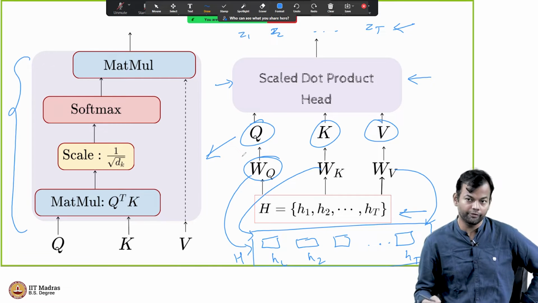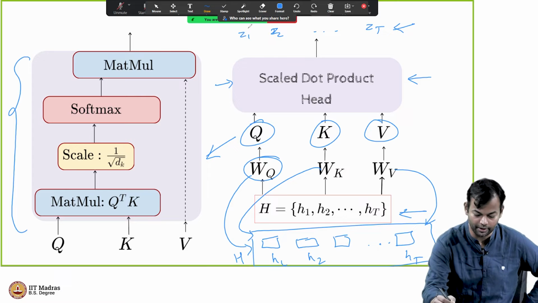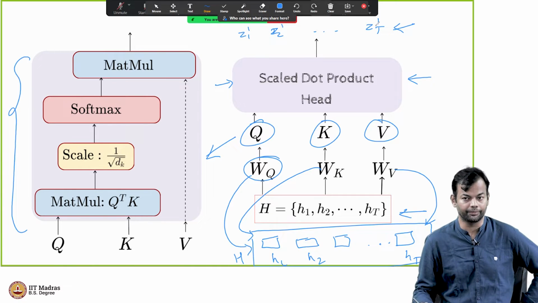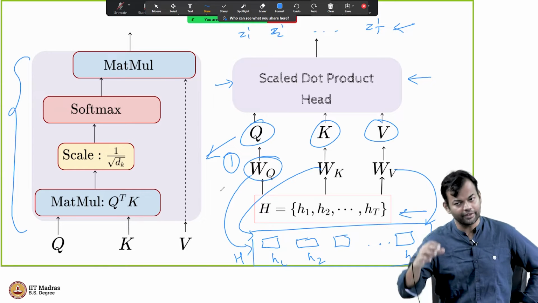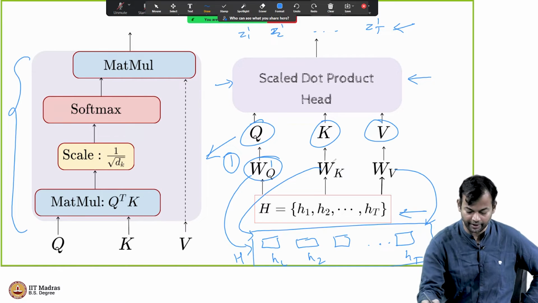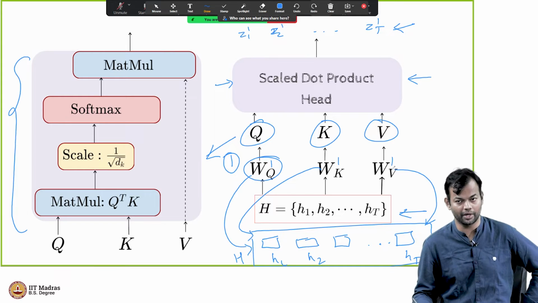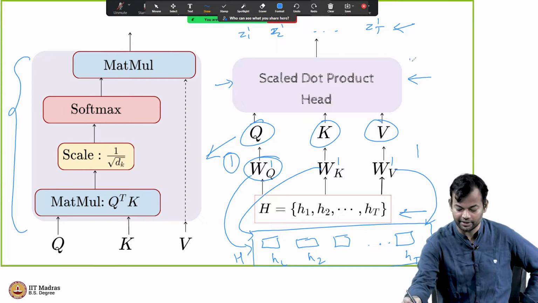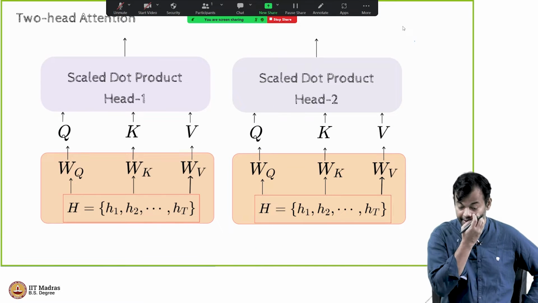Now you could have one more such block, right? So you could have the same block repeated. So let me just call this z11, z21 and z1T. Right, so this is the output of the first attention head. Similarly, you could have the same block repeated where you have another set of parameters, right? So let me just call these W1, right? These are the first set of three matrices you have. Similarly, you could have another repeated block, and let me just show it on the next slide. We just repeat these two blocks, right?